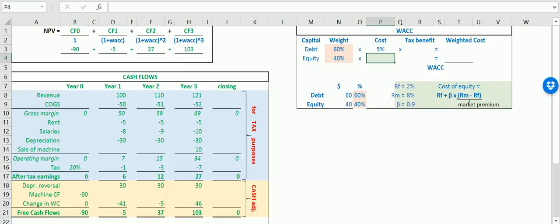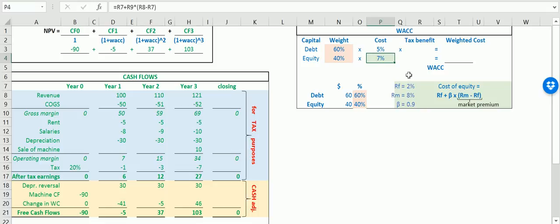And now the cost of equity is a bit more complicated. That's where the formula comes in that we saw in class. And also beta. So the formula is the risk-free rate plus beta times market rate minus risk-free rate. There you go.